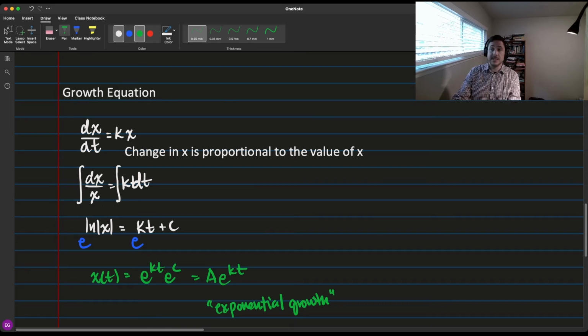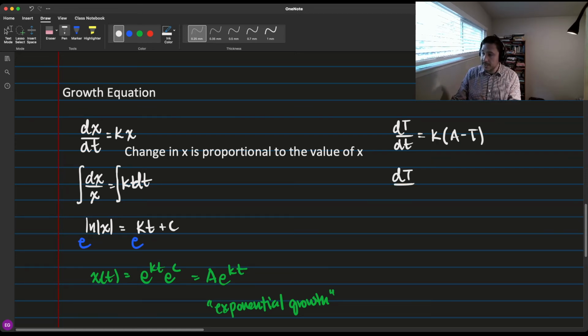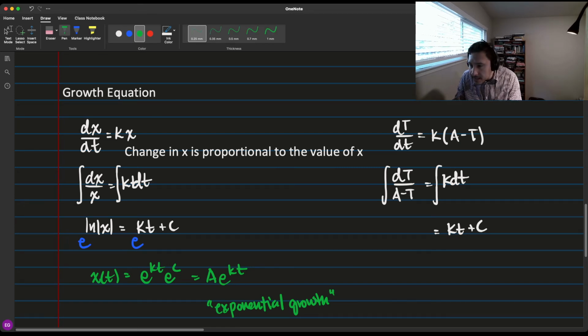Very related to this is Newton's law of cooling, which looks very similar. If the rate of change in temperature with respect to time is proportional to the difference between the ambient temperature and the temperature, you can separate these. dT over a minus T is going to give you k dt. On the right-hand side, you get kt plus c. Now on the left-hand side, you could do a u substitution.